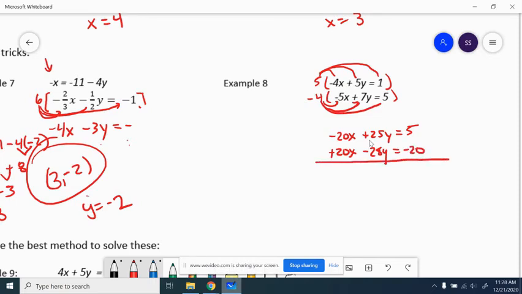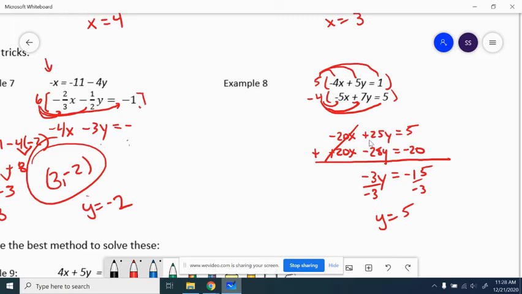So now that I've got these variables lined up, one's positive 20, one's negative 20, I can just add these together and the x's will eliminate. 25y minus 28y is negative 3y. And 5 minus 20 is negative 15. Now I just need to divide by negative 3, divide by negative 3, and I'm left with y is equal to positive 5.